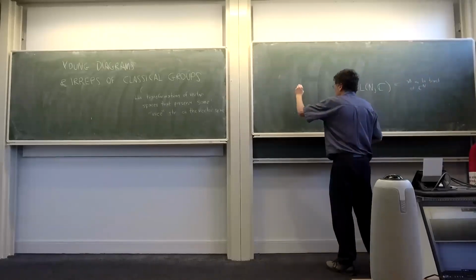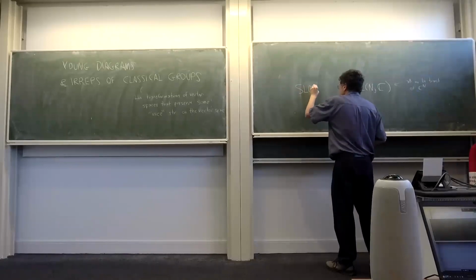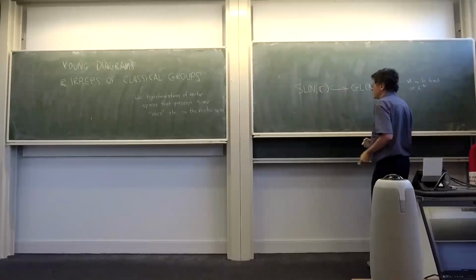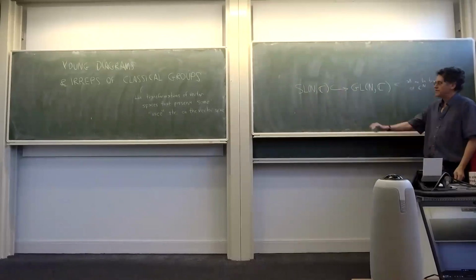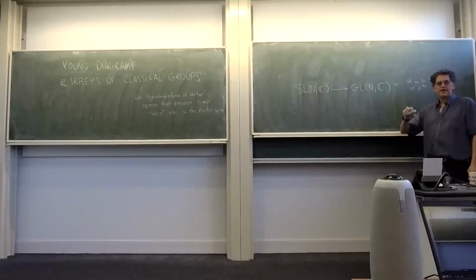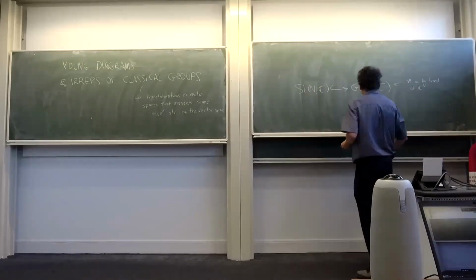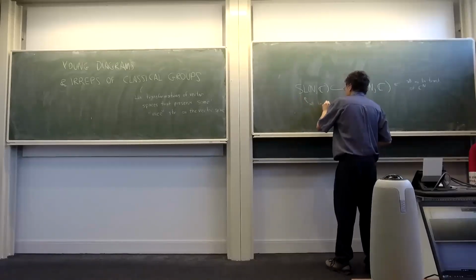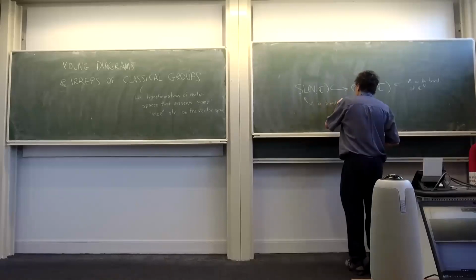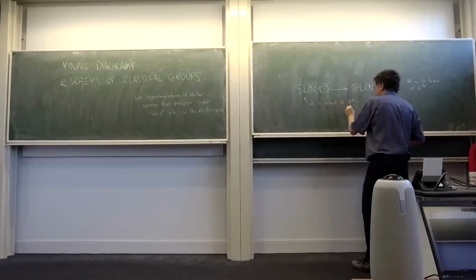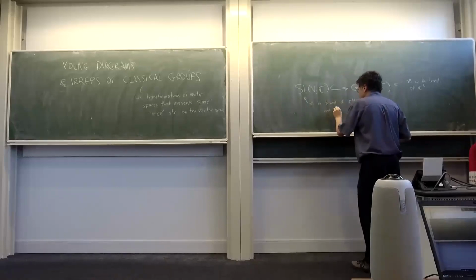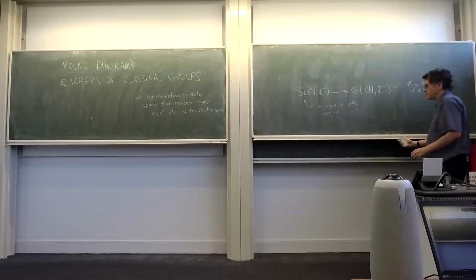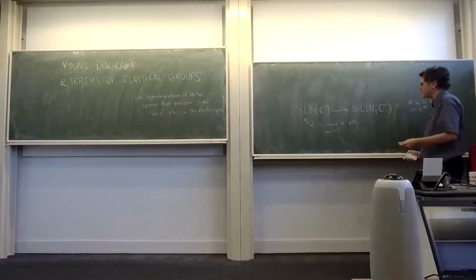Then there's this guy, SL_n(C), the special linear group. That's a subgroup of the general linear group, as the name might hint. And these are the transformations that have determinant 1. So special means determinant 1. So these are all linear transformations of C to the n with determinant equals 1. So Young diagrams can be used to describe the irreducible representations of both these guys, but also other guys.